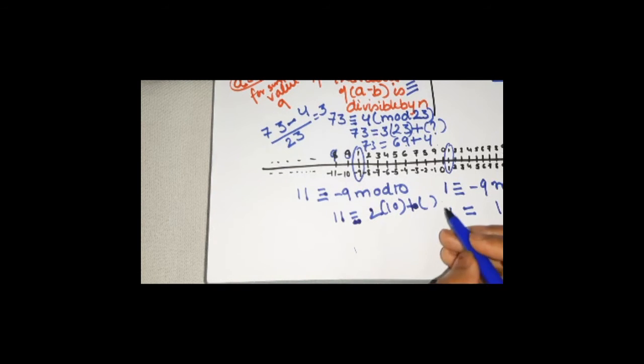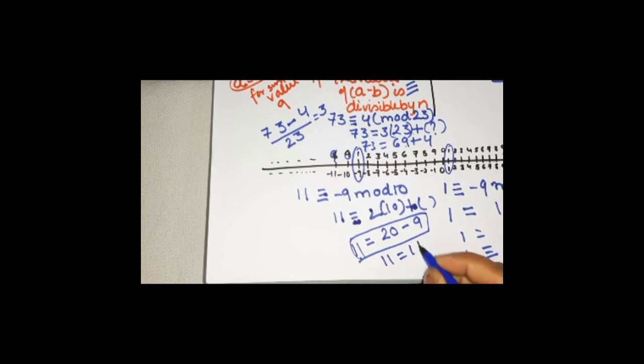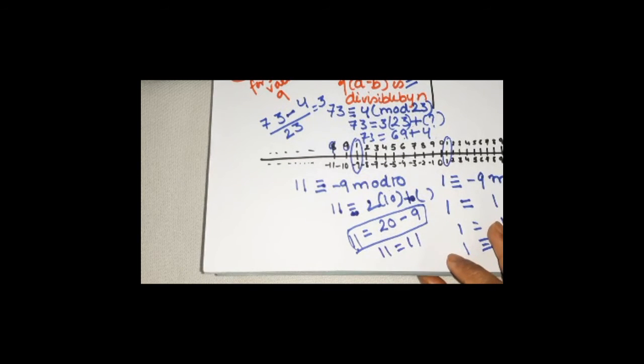So 2 into 10, that is 20. And now what do you do to 20? If you do minus 9 to 20, you will get 11. Therefore, this is true, right? Because you're going to get 11 back. So this is true, right?